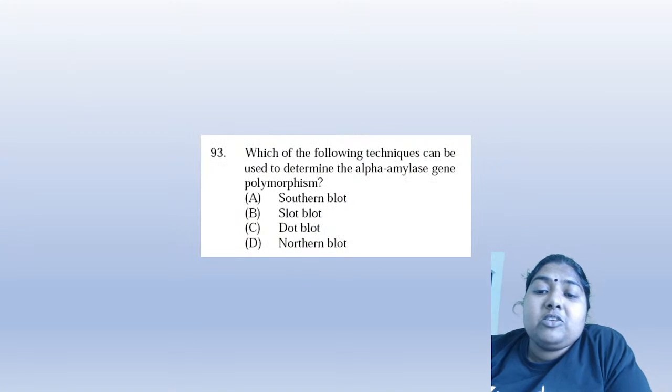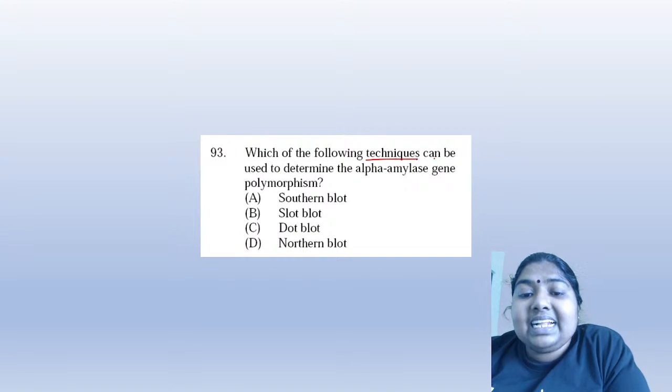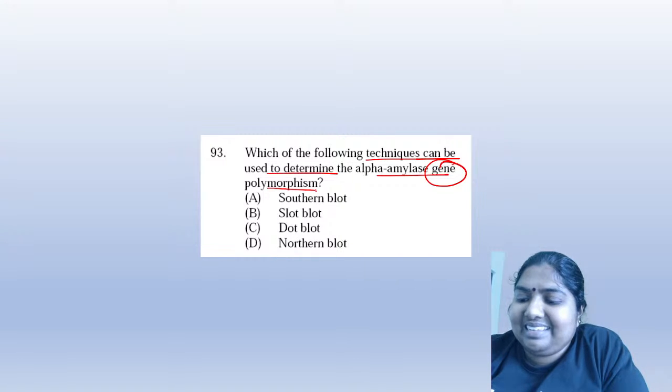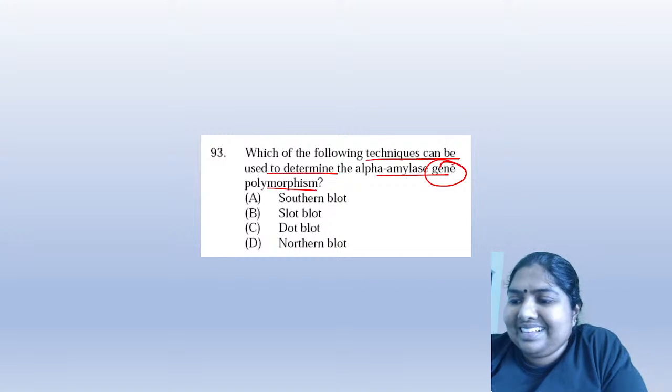Right. Which one of the following techniques can be used to determine alpha amylase gene polymorphism? Very simple question this is.